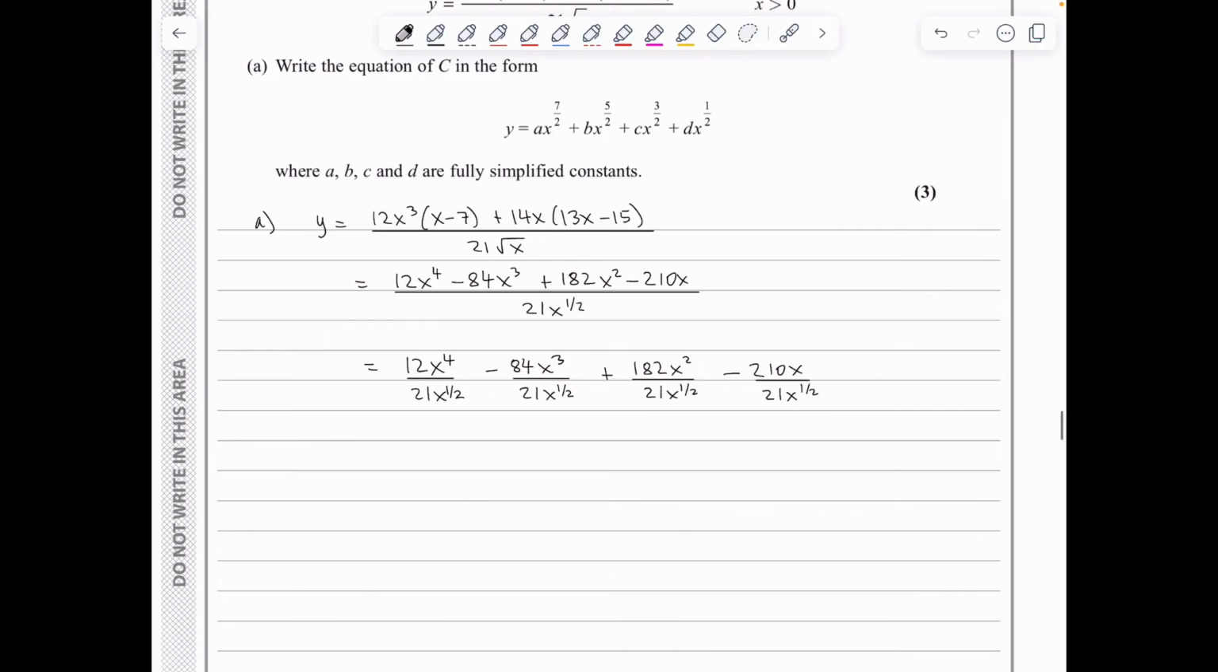Now 12 over 21 is 4 over 7, and x to the 4 divided by x to the half, I subtract the powers, so that's going to be x to the 7 over 2 minus 4x to the 5 over 2 plus 26 over 3 x to the 3 over 2 minus 10x to the half, which completes the first part of the question.